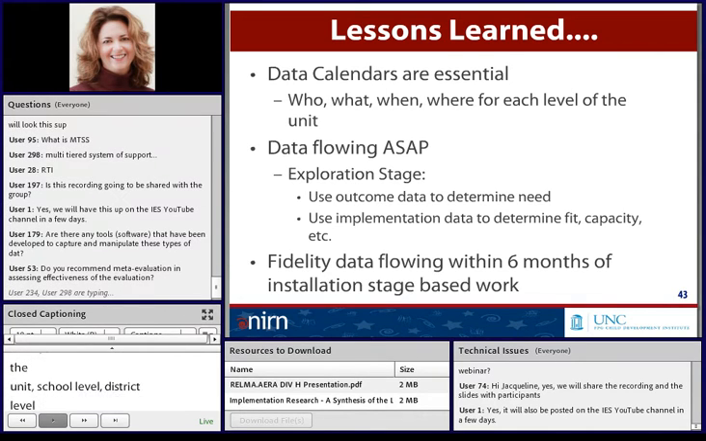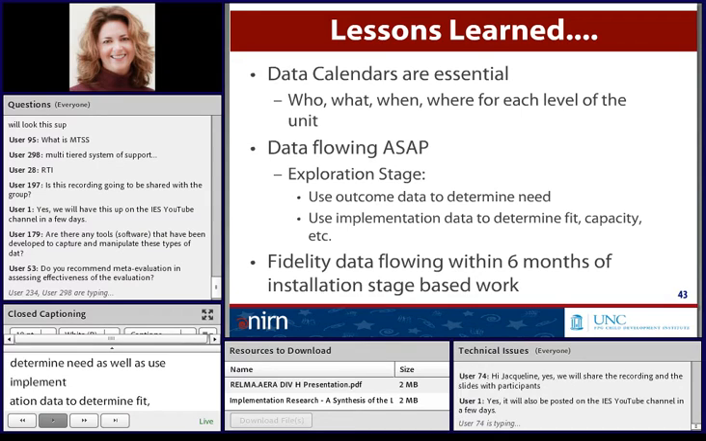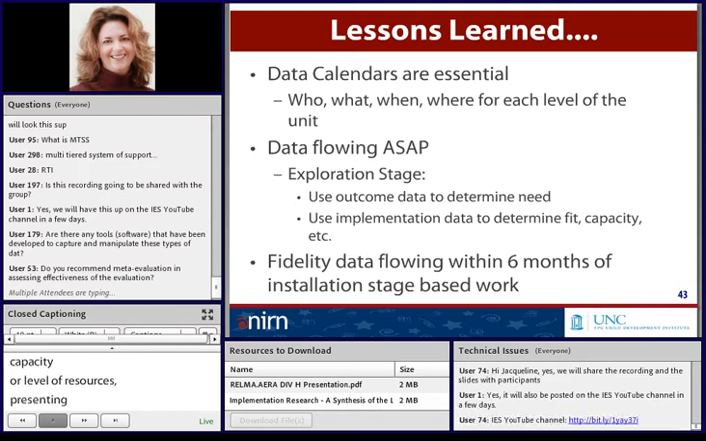You've got to get data flowing ASAP, or information flowing, within your implementation. Don't wait. For example, in the exploration stage, we can use outcome data to determine need, as well as use implementation data to determine fit, capacity, or level of resources, the readiness for replication. Those are examples of how data can be used in exploration. And my good friend Eric in the State Department is teaching me that you've got to get fidelity data flowing within 6 months of the work in order to inform back on how well those implementation supports are working or not working before we jump to measuring outcomes.